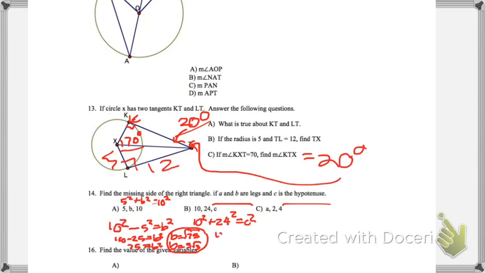Number B, you get 100 plus 24 squared. So that'd be 676 equals c squared. And then the square root of that is 26 for c. Let me move on to the last one here.